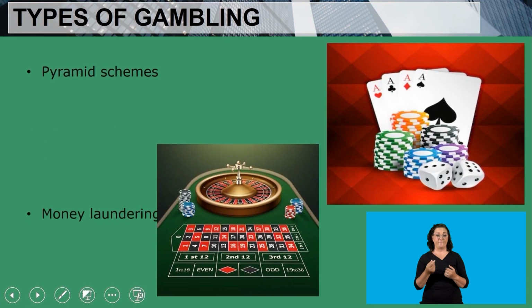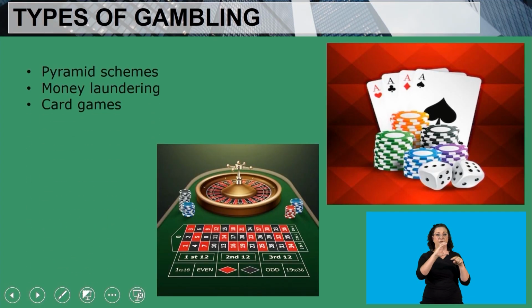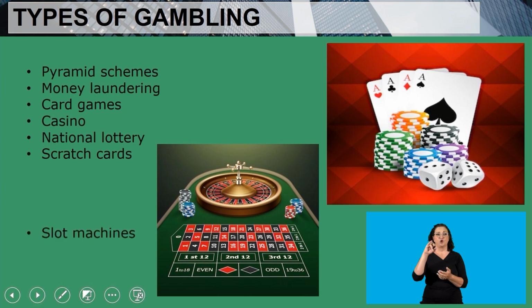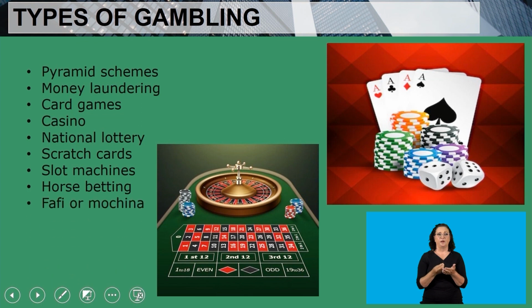That is gambling. Then we have types of gambling. We have pyramid schemes. We have money laundering. We have card games. We have casino. We have national lottery. We have scratch cards. We have slot machines. We have horse betting. We have fafi or muchaina. So these are the types of gambling that we have. These types of gambling give false hope to individuals because they bet thinking that they are going to win.